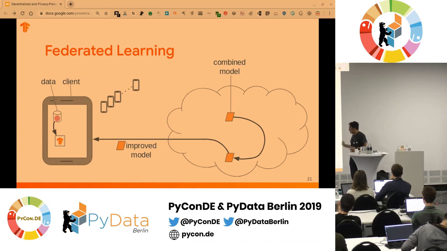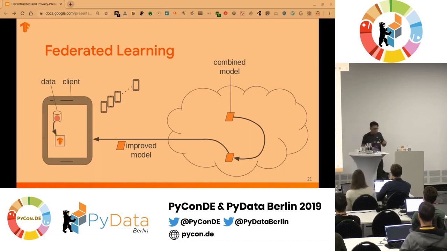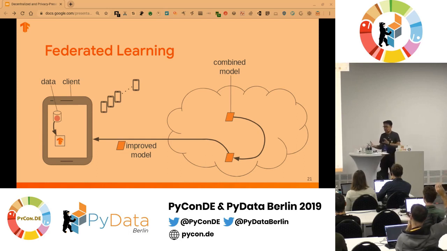Essentially, this happens in a repetitive fashion. The combined model goes back out to a set of devices, the devices learn, and send back in, and so on and so forth. So that goes on, and like any other machine learning, you'll also evaluate your learning over time, and at some point you'll find that your convergence is what you need, and at that point you have a proper model that you can now work with.